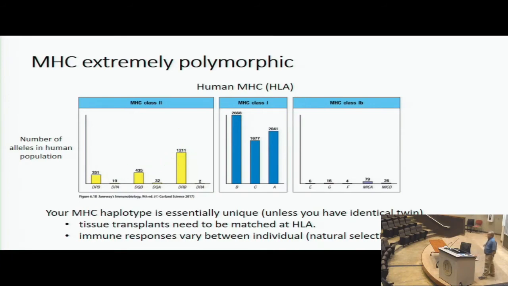And the same with MHC II, both alpha and beta chains of class II MHC are encoded in the complex. But the number of alleles, the amount of polymorphism, seems to be restricted.